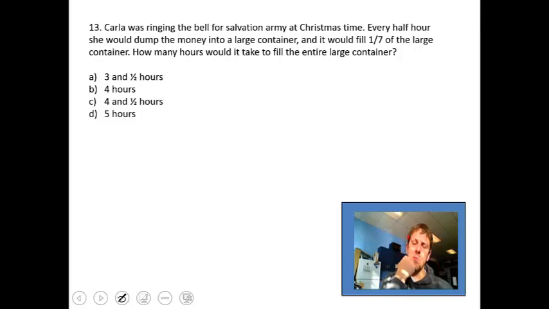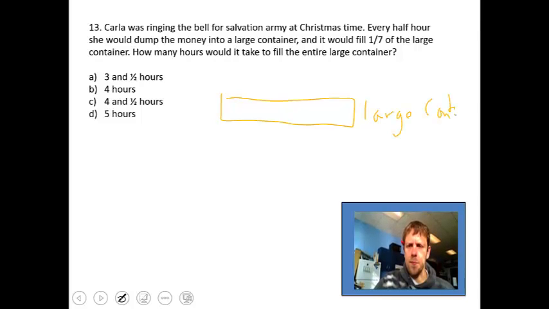So when I think about this problem, I'm thinking, what total or what complete thing am I trying to find? I'm trying to fill a large container, so I want a complete container. So I'm going to draw a tape diagram, and I'm going to put large container as my label. Then I look through the problem for clues to tell me what I can divide the large container into. It says I need to divide it into 7 parts, because it says 1/7 of the large container. Alright, so let's split this into 7 parts.